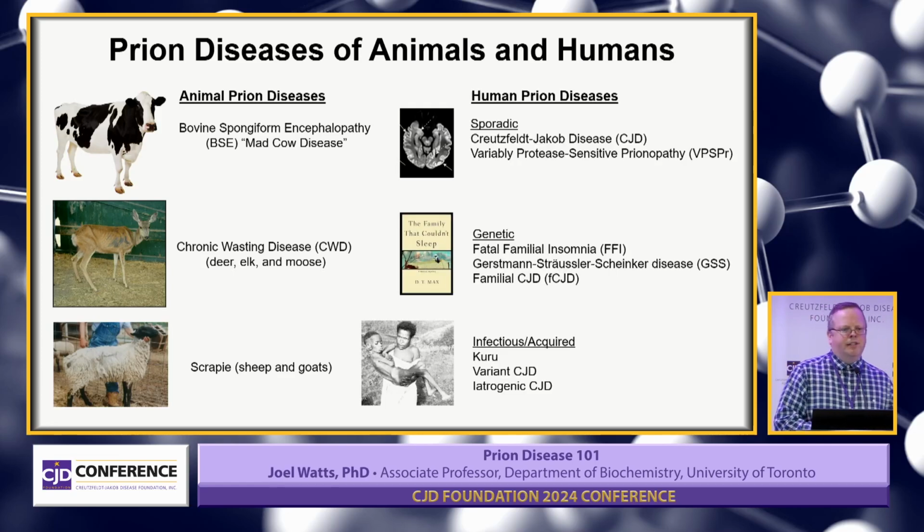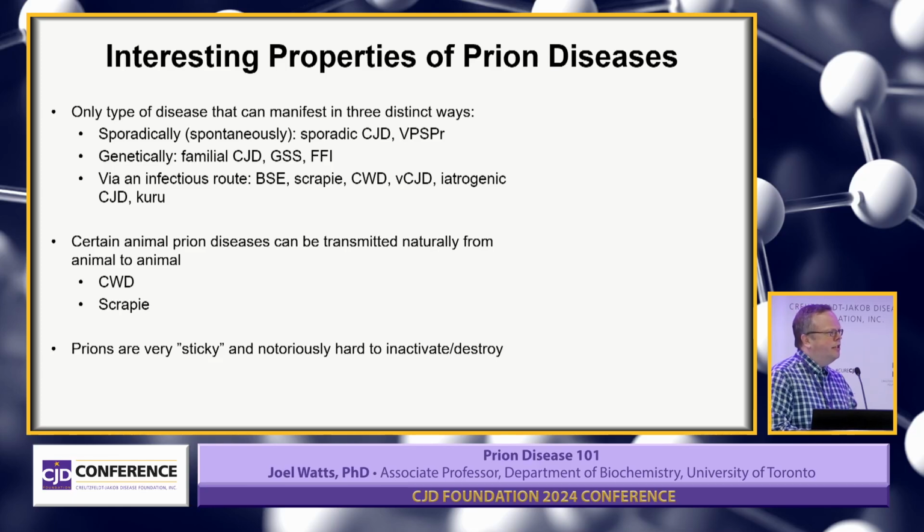So these are the human prion diseases. Dr. Appleby already mentioned them, and so I'm not going to talk about them further. Historically, prion diseases were thought of as the only type of disease that can come about in three completely different ways. You have your sporadic forms of the disease, such as sporadic CJD and VPSPR. You have your genetic versions, familial CJD, GSS, fatal familial insomnia, and then you have the versions that are acquired or transmitted via an infectious route, and these include in humans variant CJD, Kuru, and iatrogenic CJD.